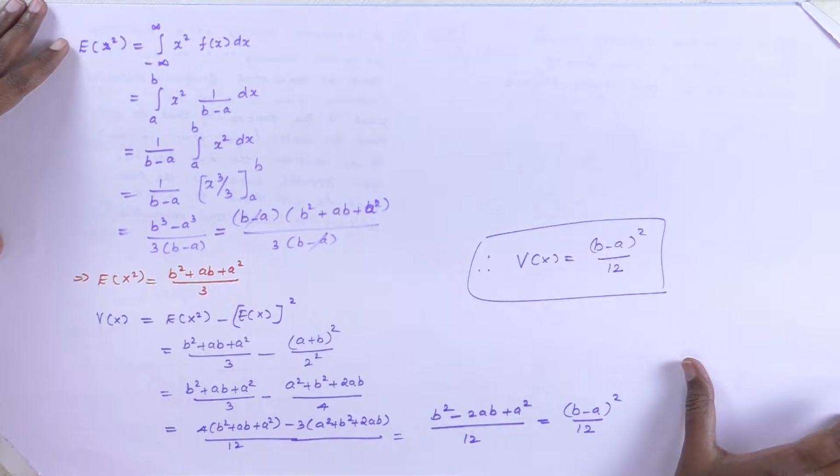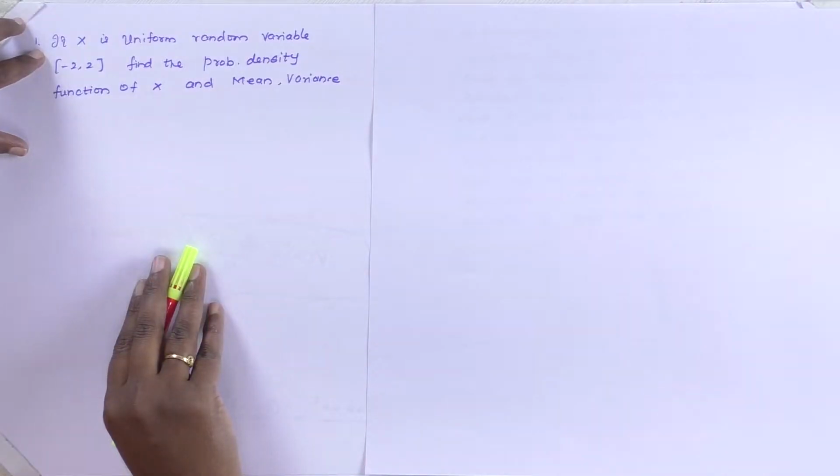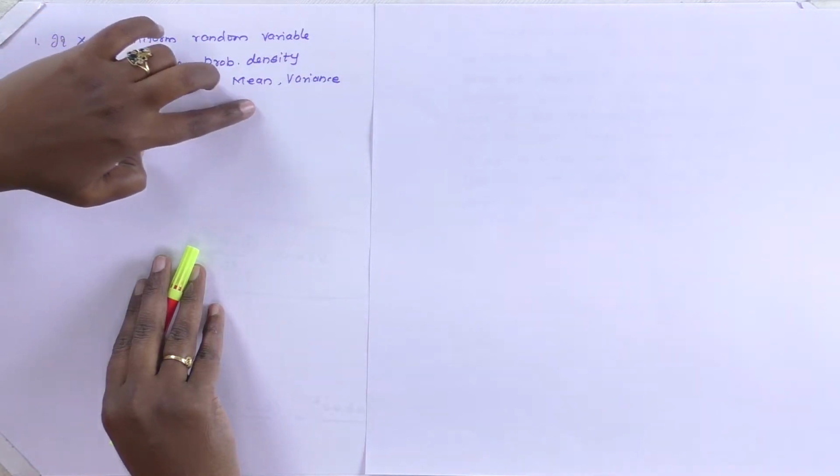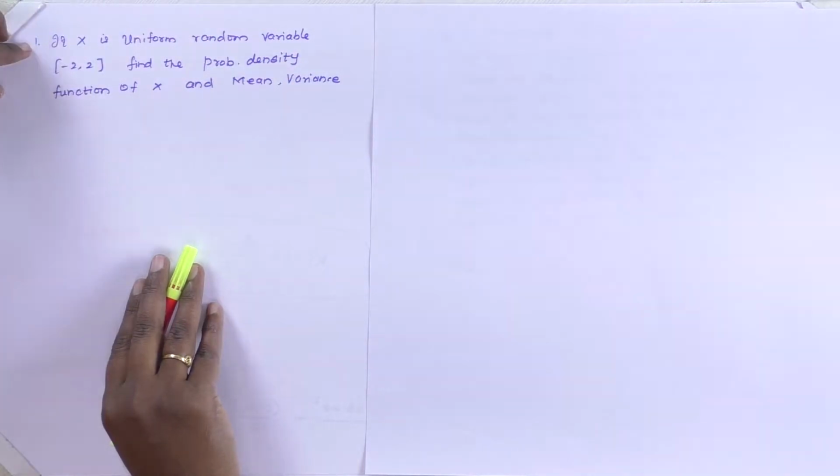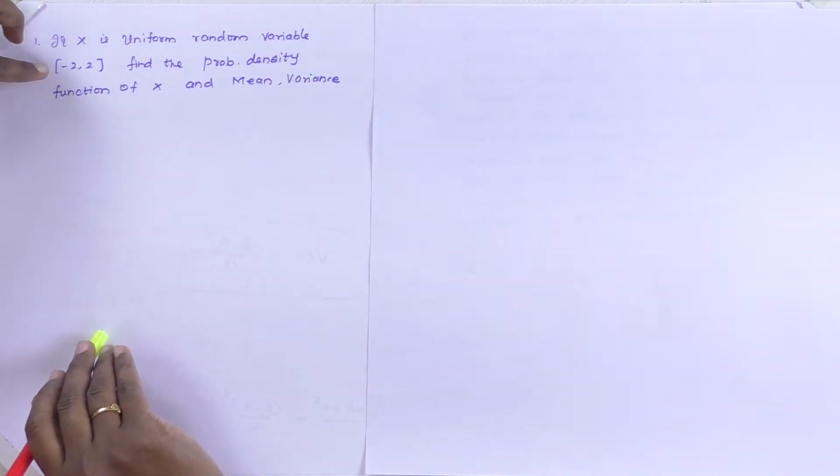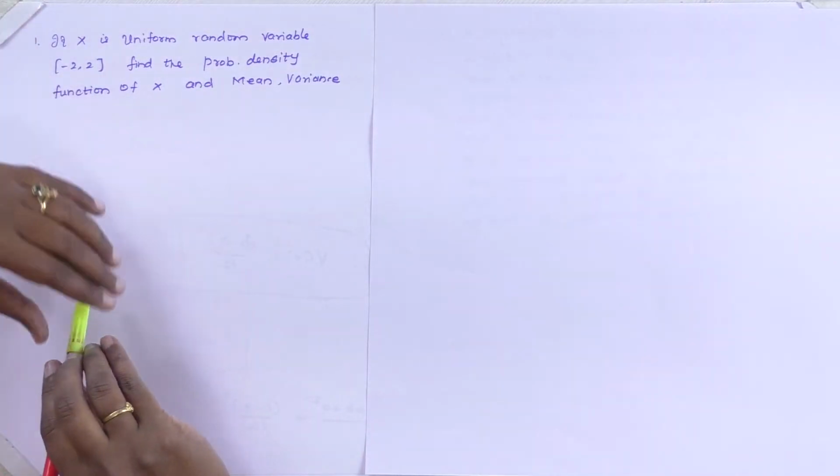Now, we will discuss some problems based on uniform distribution. Okay, the first problem is: if x is a uniform random variable that has the limit varying from -2 to 2, find the probability density function of x, and the mean and variance values.